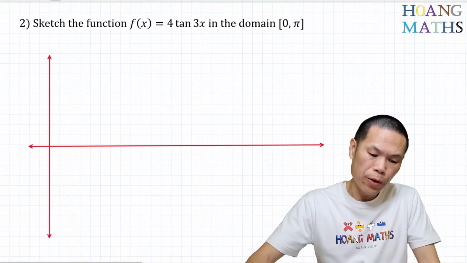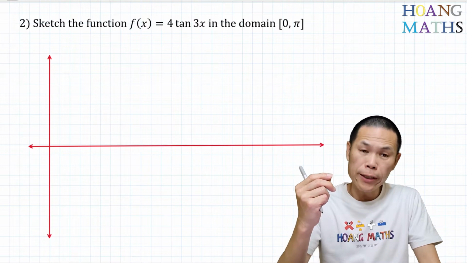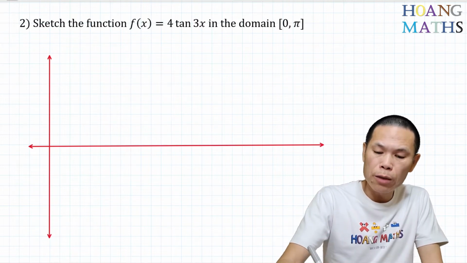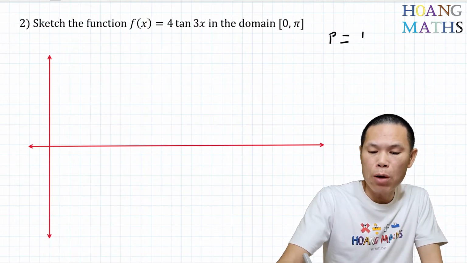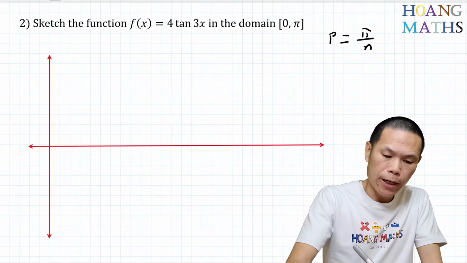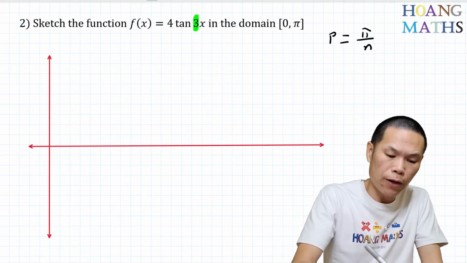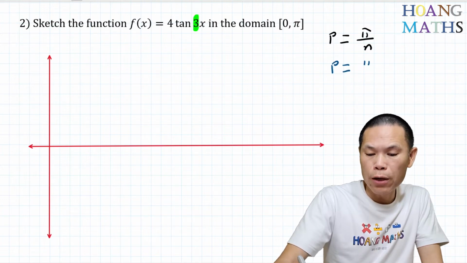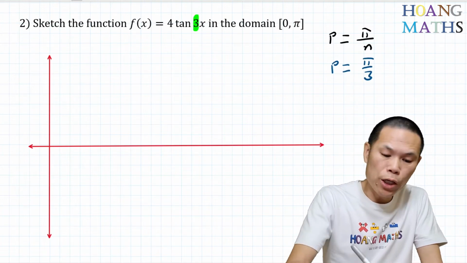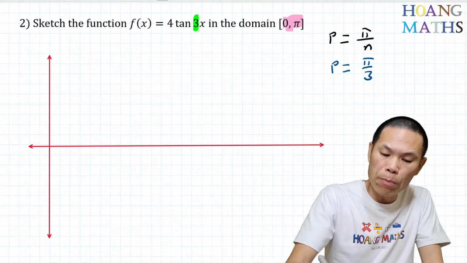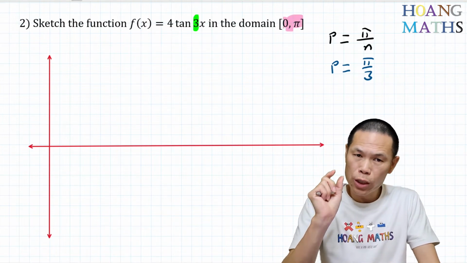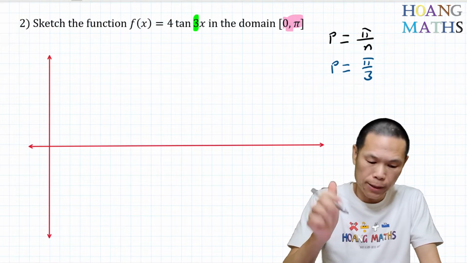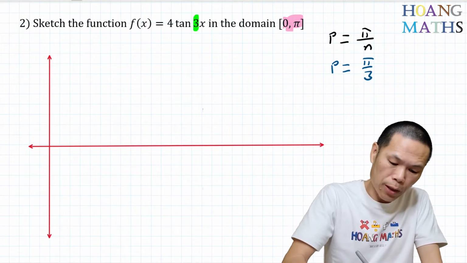Now second one. So first of all, we need to find the period first. So the period of tan is pi over n, and n is the coefficient of x. So therefore, it's 3. So period is pi over 3. And we need to sketch between 0 and pi. Don't forget, each period we need to cut into 4 equal parts. So let me just cut into 4 equal parts for each period.